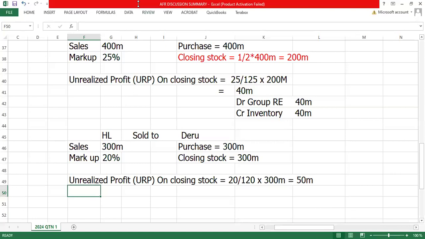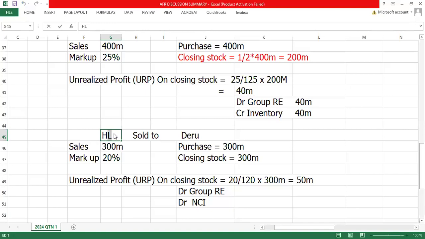Who sold? The one who sold, the one who recognized the profit. So HL is the one who recognized what? Profit. HL is a subsidiary. So as you eliminate, you debit what? The group retained earnings. Then also debit the NCI. Do you agree? You debit the NCI because it's HL.